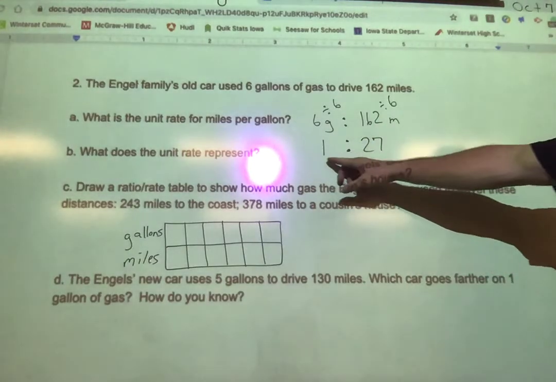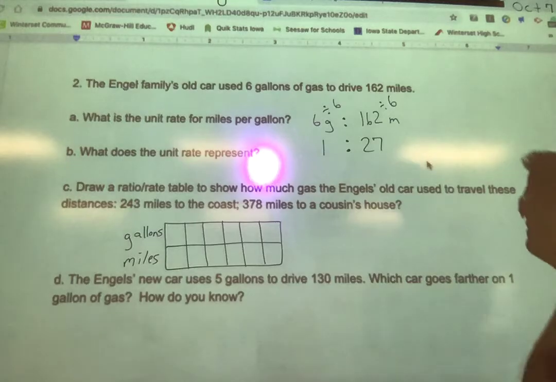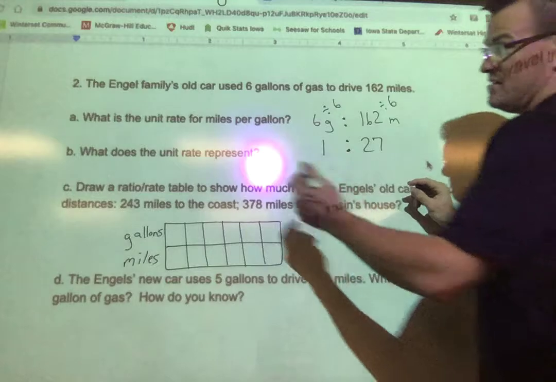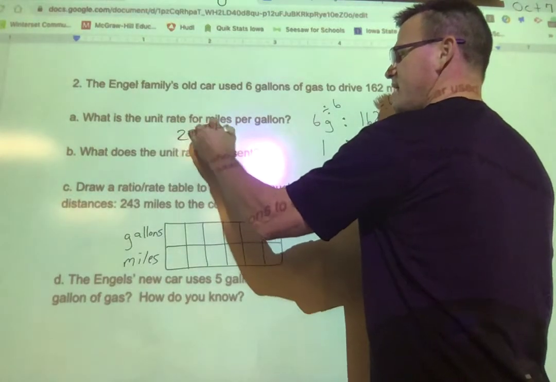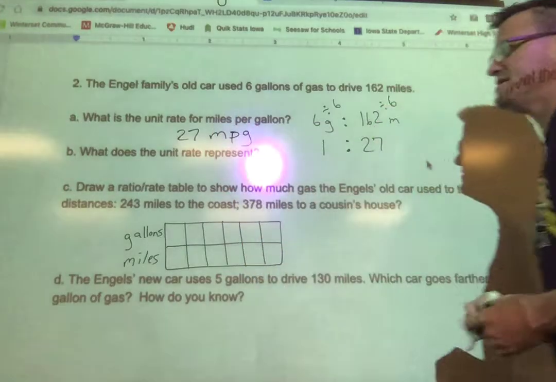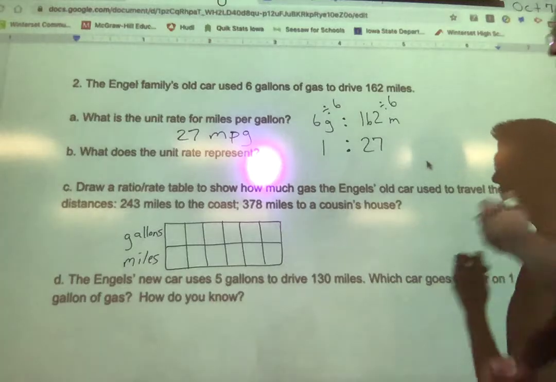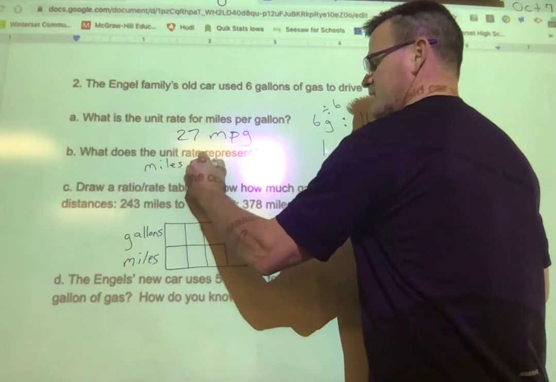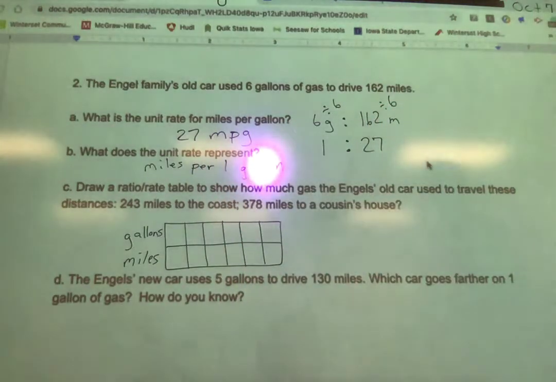So in other words, for every 1 gallon in this car, they can travel 27 miles. All right, so what is the unit rate? I could say 1 to 27. You can also, when we're doing miles per gallon, write 27 miles per gallon, MPG. That kind of is talking about question B. What does the unit rate represent? It represents miles per 1 gallon in this case. Okay, and we write that as MPG, miles per gallon.